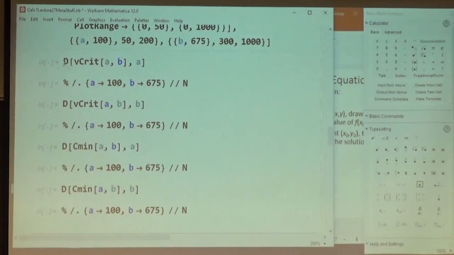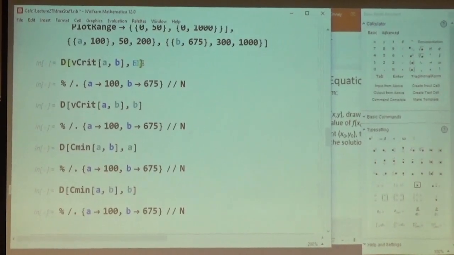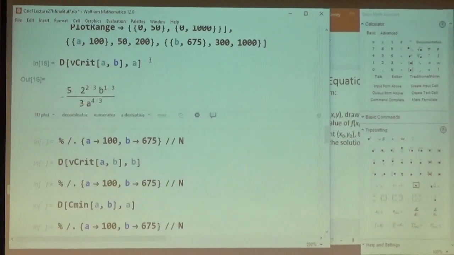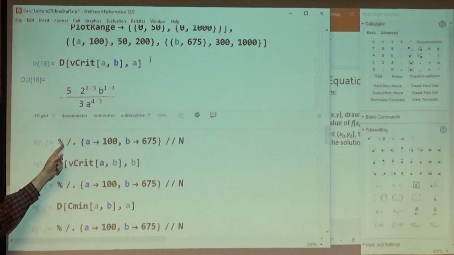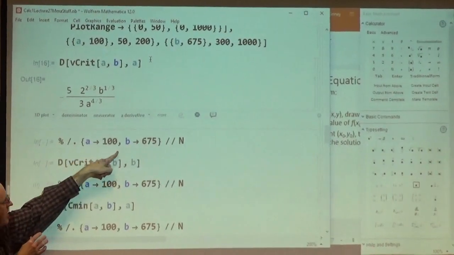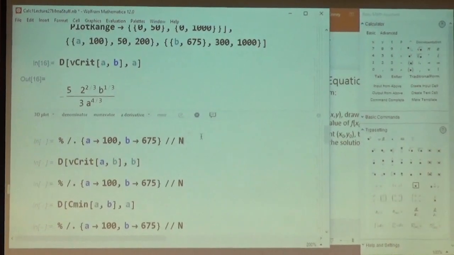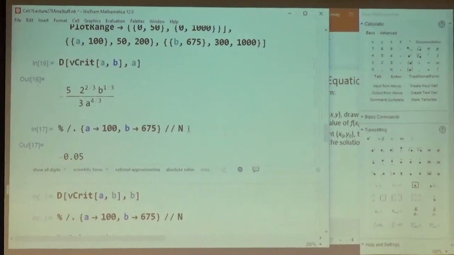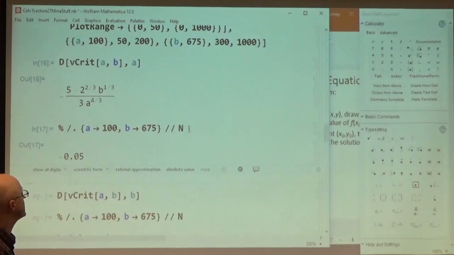Again, D will calculate derivatives, and if I've got two variables, it's probably better to use D instead of prime. This first thing will calculate a derivative with respect to a of the critical point. And then the percent sign in Mathematica always refers to the preceding output. So whenever you use it, it's always a little tricky. You always have to have entered that preceding output. And this syntax will then just plug in the numbers a equals 100 and b equals 675. Don't worry why it works that way. That's just the way to do it. There's where I got the negative 0.05 for that one partial derivative that we looked at on one of those slides from lecture A.